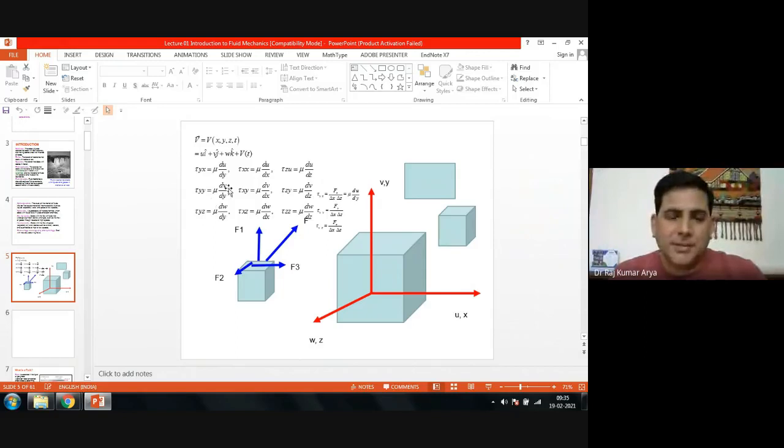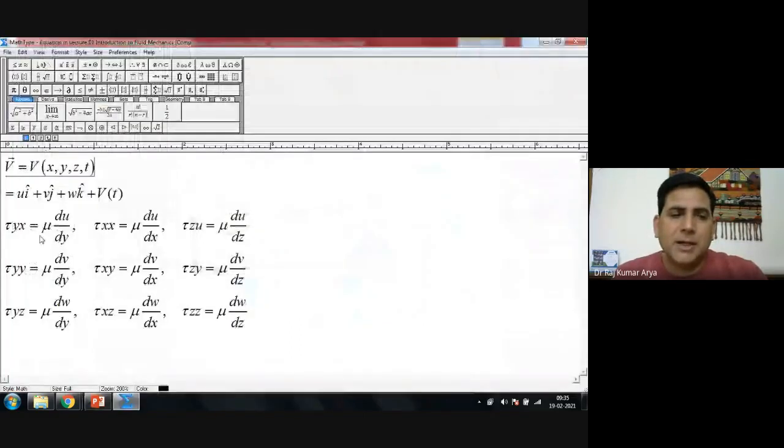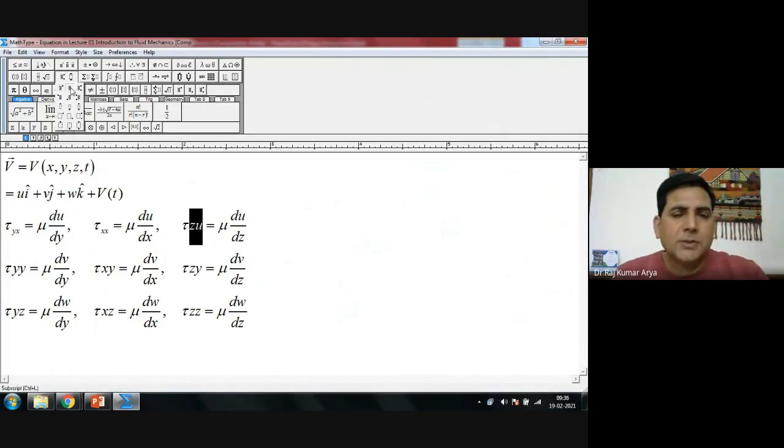The proper way that you have to always define it is in this particular format only. The stress has two directions actually, so not only one, it is two. One is the direction of the plane and one is the direction of motion. The two things are being considered here.